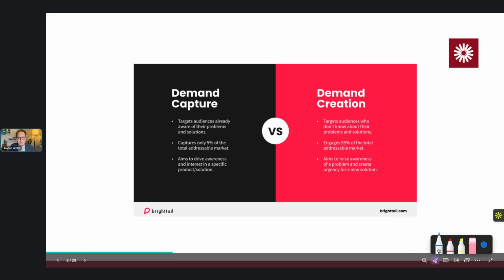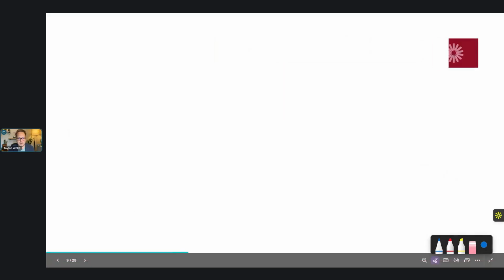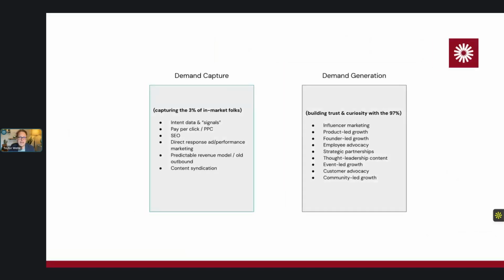So once again, we'll get into the demand creation side, which is really the focus of this presentation, and then I'll talk on the next slide about demand capture, the different strategies for that too. Because with demand capture, there's a lot of great things you can do, and I'm not against it, right?